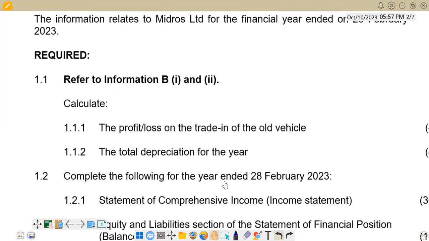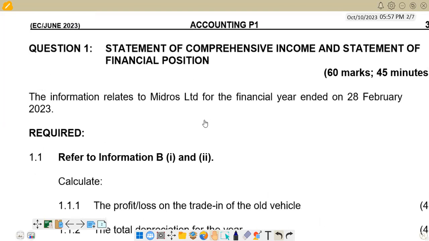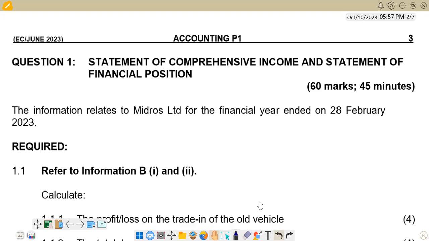If you go up to the beginning of the question, we are given a hint in terms of the time we are supposed to spend on it. We have 45 minutes for this question one, and it has 60 marks. Very important to take note, because it contains the bulk of the marks of this paper one question paper. So let's be careful and abide by the time limit so that we don't waste time.